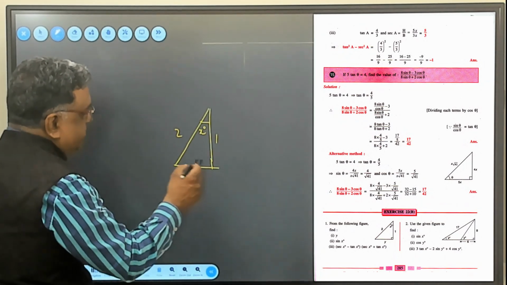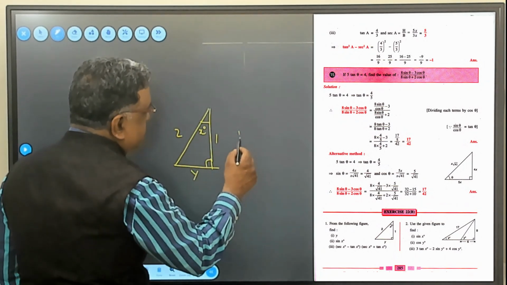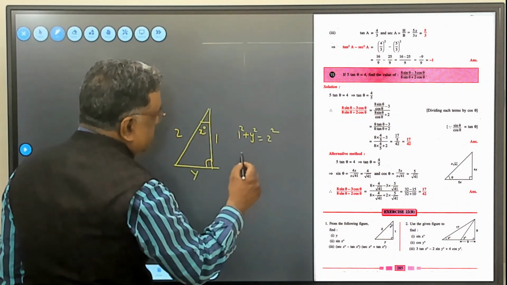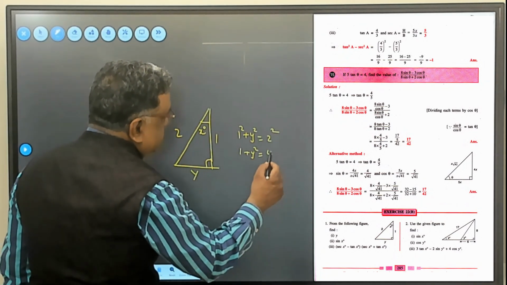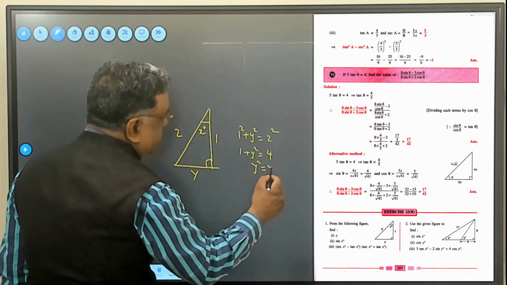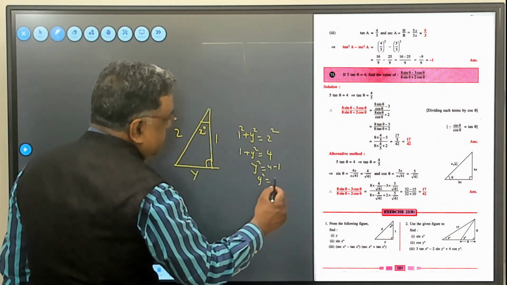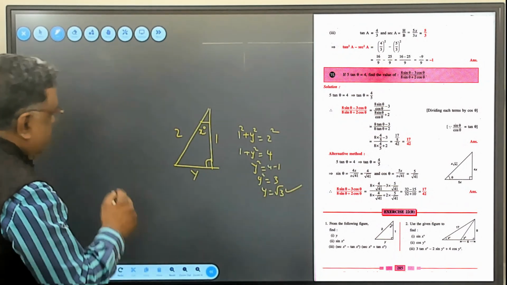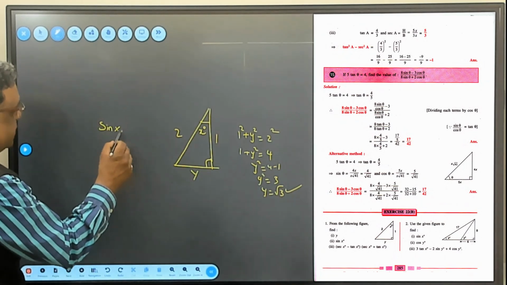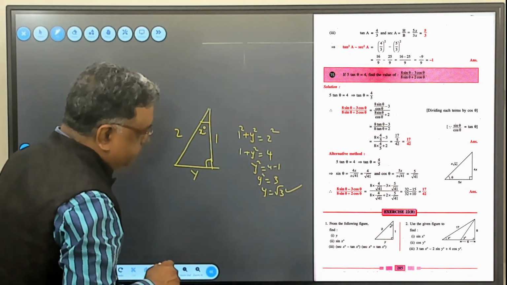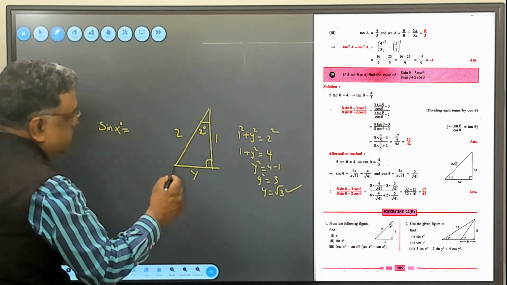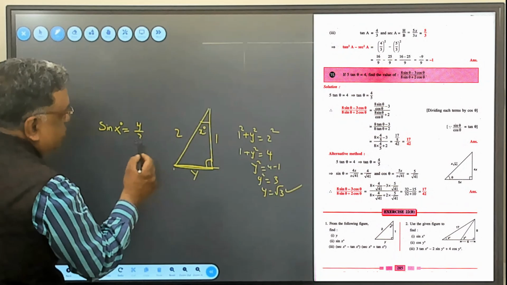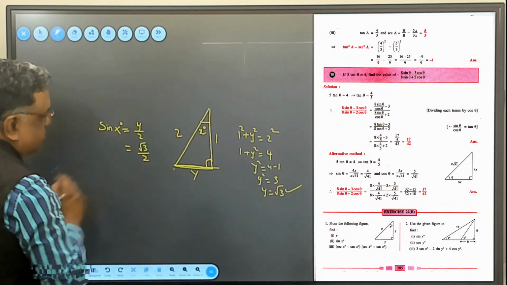So to find y, we simply apply Pythagoras theorem. So Pythagoras theorem says this square plus this square is 2 square. So 1 plus y square is 4. Y square will be 4 minus 1. So y square is 3. So y is root 3. So we found y. Now they are saying find the value of sin x. So sin x is opposite side upon hypotenuse. So that is y upon 2. Y was root 3 upon 2.